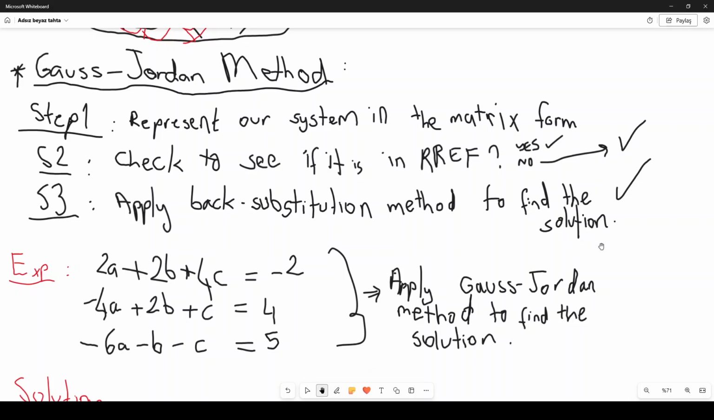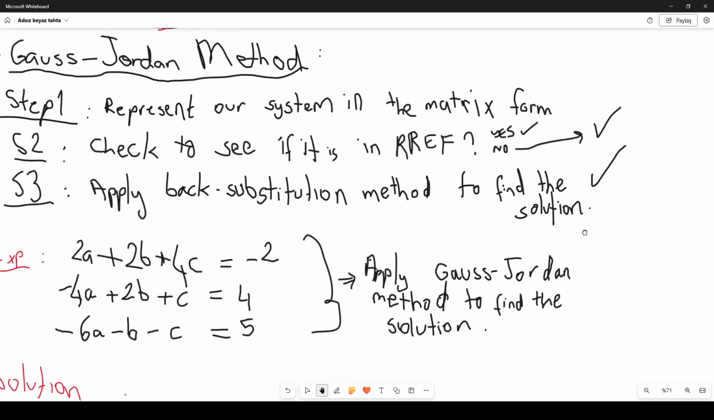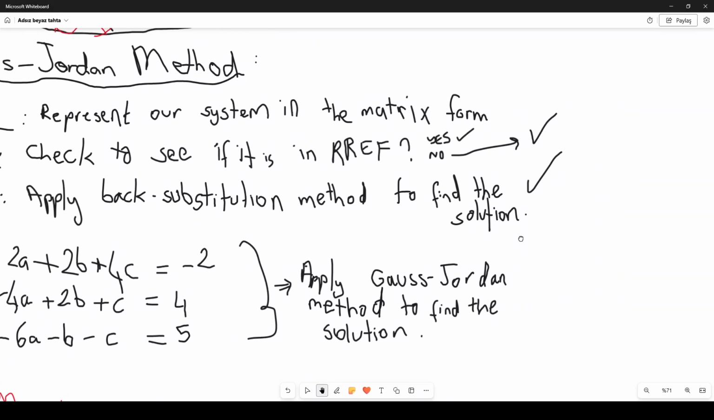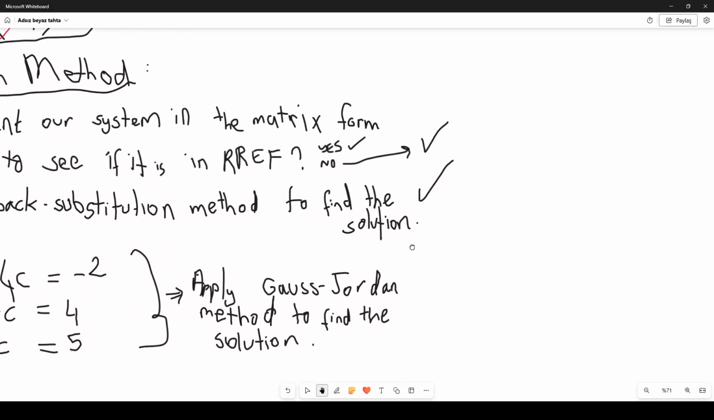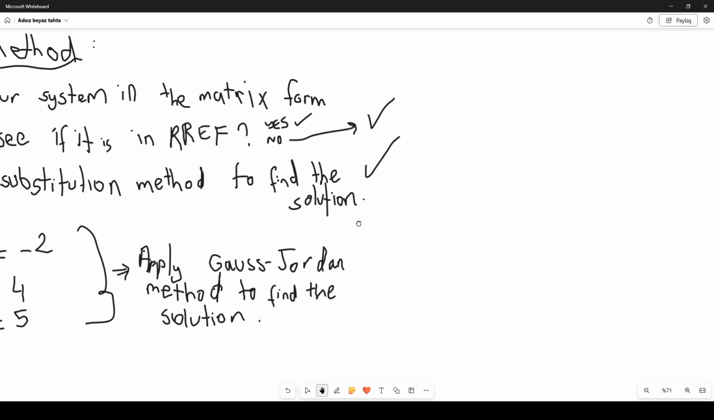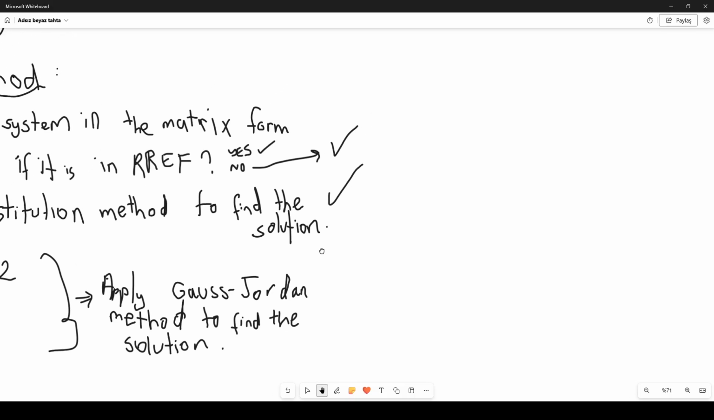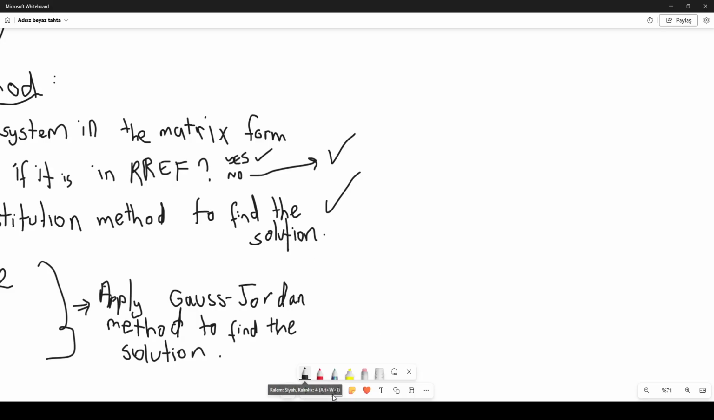Alright then, let's have a quick reminder before proceeding with the solution of a system using the Gauss-Jordan method. If it is not in reduced row echelon form, then we need to convert it into that form. But how can we do that? Just like we did in the Gaussian elimination method, we are allowed to perform elementary row operations. And what are these elementary row operations again? Just a quick note. We are allowed to perform 3 legal operations on this matrix form, and the first one is what?